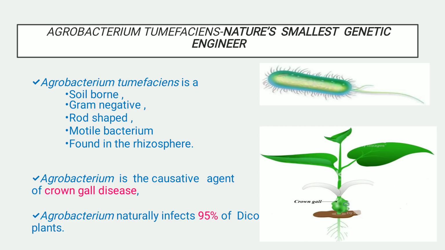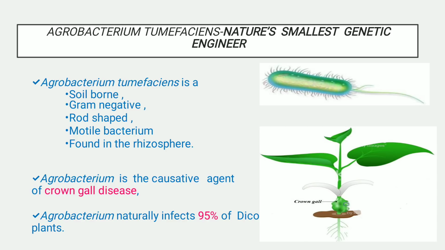and it is found in the rhizosphere. So it is a pathogen, right? So it will cause the crown gall disease, and it affects 95% of the dicot plants. So here you can see the formation of the crown gall. In this diagram, you can see the normal plant, and then the plant that has got the crown gall disease.